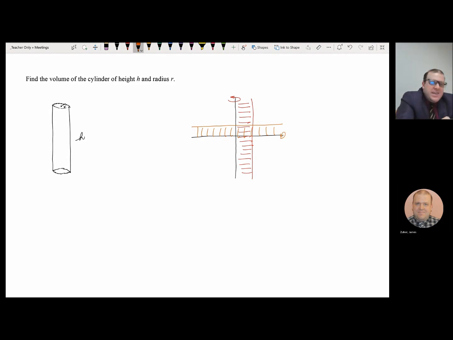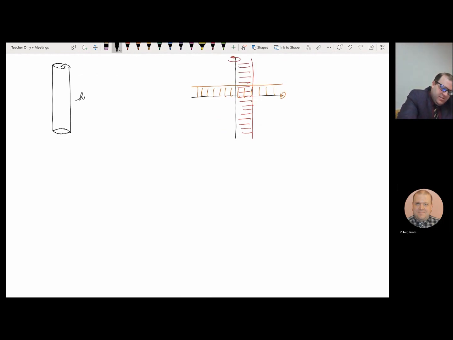Take that region, rotate it about the x-axis. You also get a right circular cylinder, which just happens to be sideways. But that doesn't matter. It's still going to give us the same volume. Again, disk method. Probably better just to do y equals f of x, although it doesn't matter because this is simple anyway. And so we're just going to have to try and describe that region.